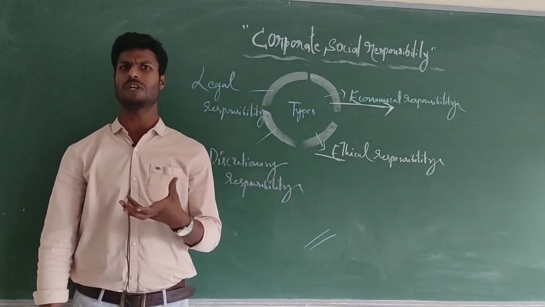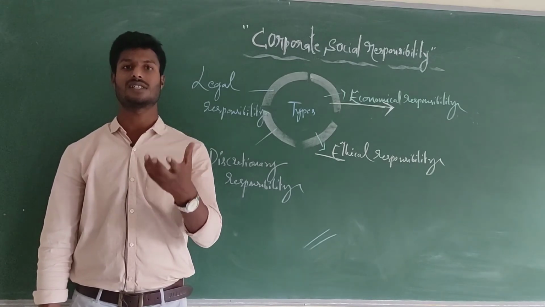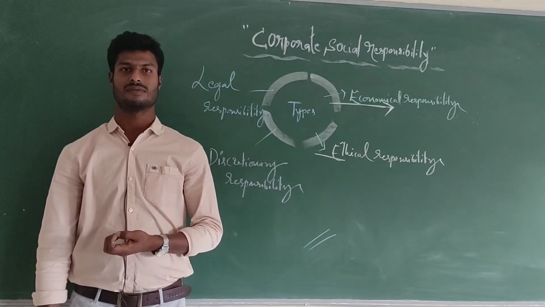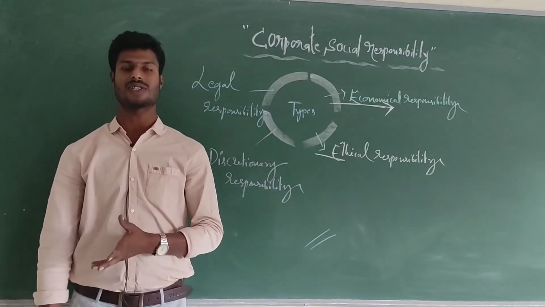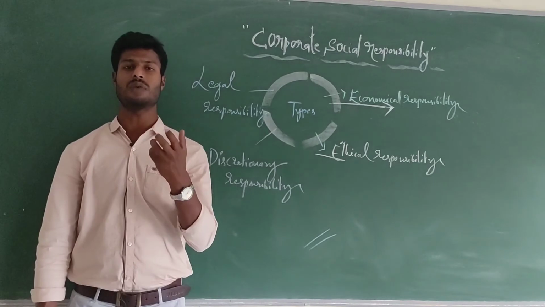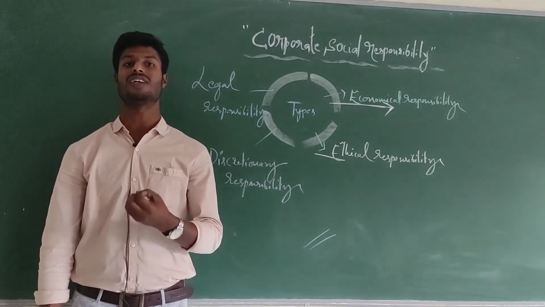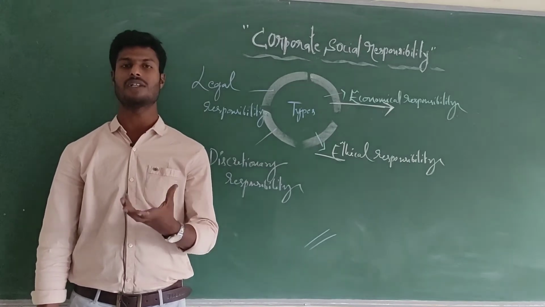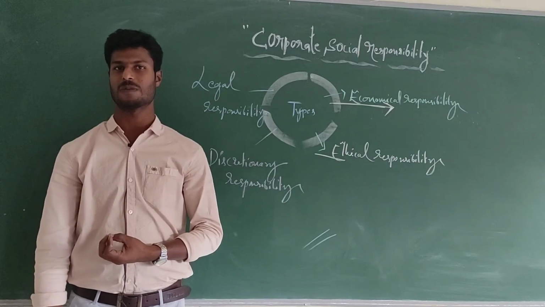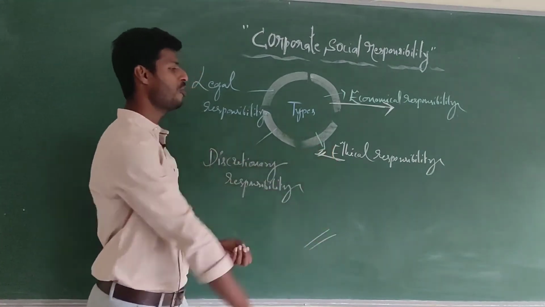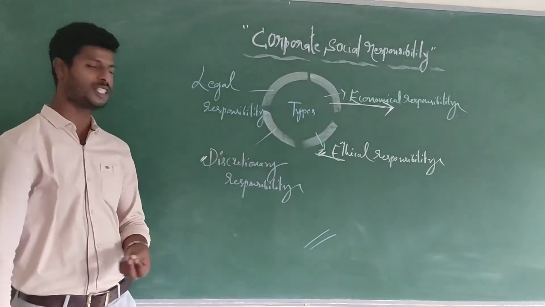Here ethical responsibility means fair, proper and correct transactions, very fair transactions, very clear transactions, and all the activities must be very transparent to everybody in the organization, and some of the matters of the business should be disclosed to the stakeholders of the business. That is the ethical responsibility of each and every business organization. Next one is discretionary responsibility.